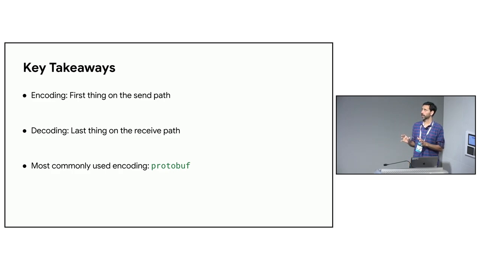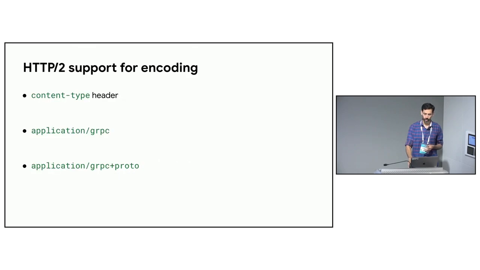The key takeaways here are that encoding is the first thing that happens on the send path, and decoding is probably the last thing that happens on the receive path. The most commonly used encoding in gRPC is the protobuf encoding. In fact, in gRPC-Go, if you don't specify an encoding, we just default to the protobuf encoding. HTTP2 is the transport that is used by default, and it supports a header called content-type, which specifies the nature of the data that's being sent in the request or the response message. The value for that in gRPC requests and responses usually has an application/grpc prefix, suffixed by the actual encoding being used. So if you're using the protobuf encoding, then on the wire, the value for this header will be application/grpc+proto.